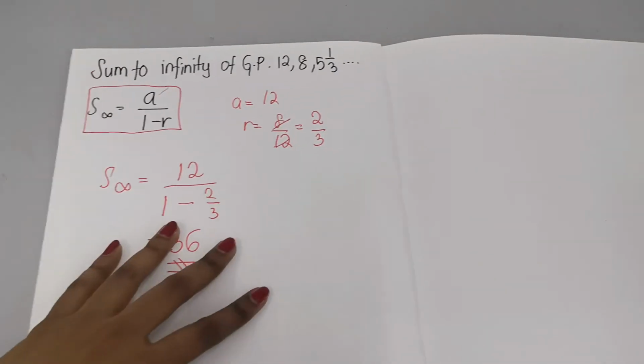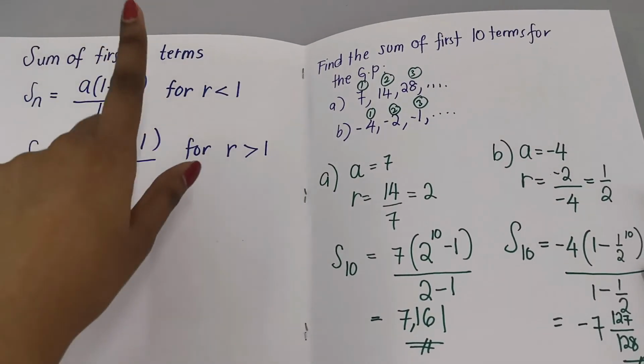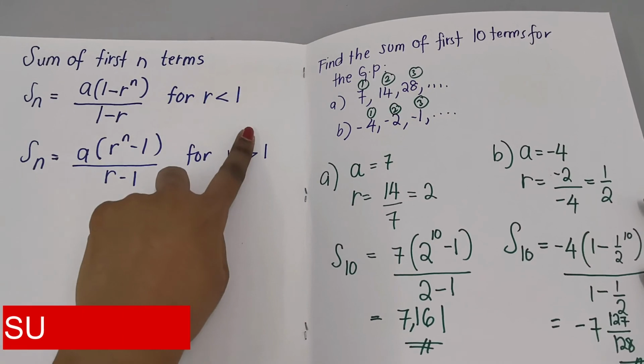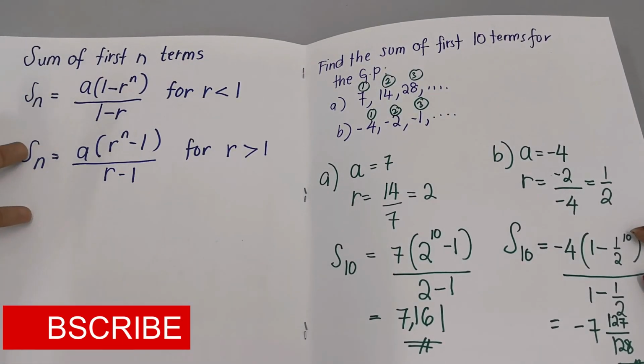So this is quite simple. And actually this is also very simple. It's just that for this, you need to find out whether the common ratio is less than 1 or more than 1, so that you can apply the correct formula.